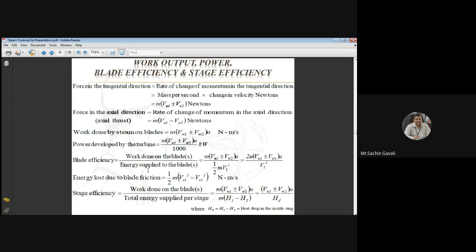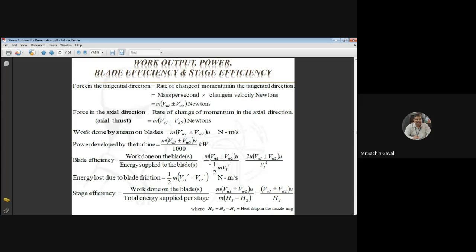Then blade efficiency. How can we define the blade efficiency? The blade efficiency is defined as the ratio of work developed by the blade or turbine. Blade means the turbine. Work developed by the blade divided by energy supplied to the blade. And which is the energy supplied to the blade? It is nothing but kinetic energy.